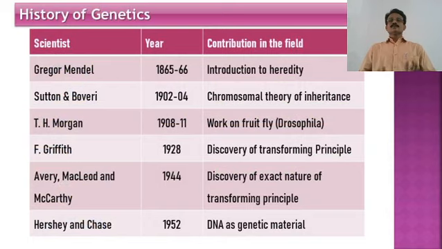Usually we start genetics or molecular biology from the experiments of Johann Gregor Mendel. He gave a very nice experimentation and introduced us to the hereditary factor, which we usually call the Mendelian factors. Later we came to know that these Mendelian factors were present on the chromosomes. So Sutton and Boveri in 1902 to 1904 gave the chromosomal theory of inheritance, where they proposed that the Mendelian factors are present on the chromosomes.